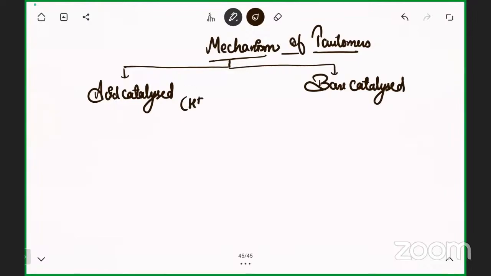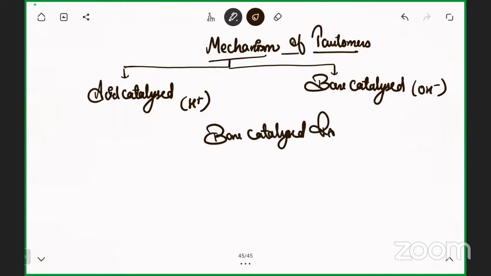We are talking about H positive, and we are talking about OH negative, generally. So let's discuss the base catalyzed reaction. I'll give you one example of both types: one of the triad system, and one of the phenol system, base catalyzed. First, I'm going with the triad system.